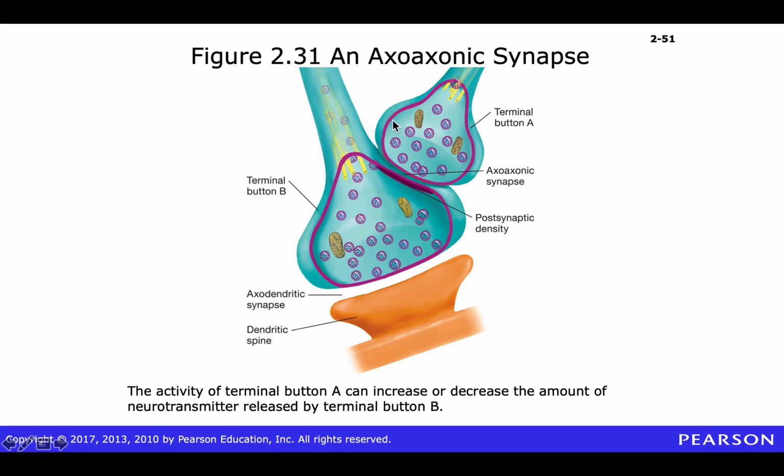Here's a closer figure for what an axoaxonic synapse looks like. So here we have terminal button A. This cell is the presynaptic cell. It's going to release neurotransmitter that will bind to terminal button B. It will cause a signal transduction cascade to decrease calcium entry through voltage-gated channels, decreasing neurotransmitter release from terminal button B onto the dendritic spine of cell C. Cell A telling cell B not to talk to cell C.